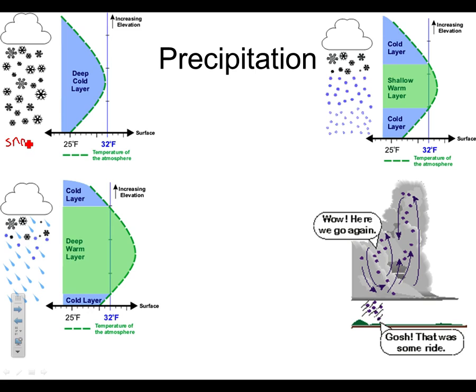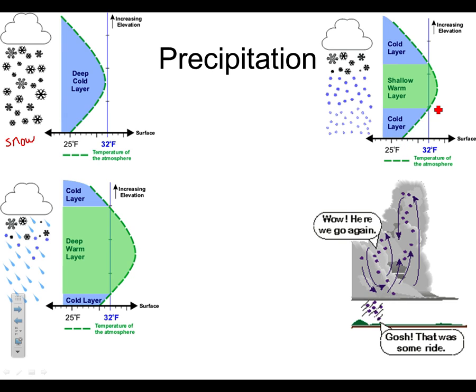And you see in the picture here, it starts off as snow or ice crystals because it's really cold up here. As it falls, it stays cold the whole way down, and it's snow. We compare that to this picture. So this picture, it's cold at the ground.